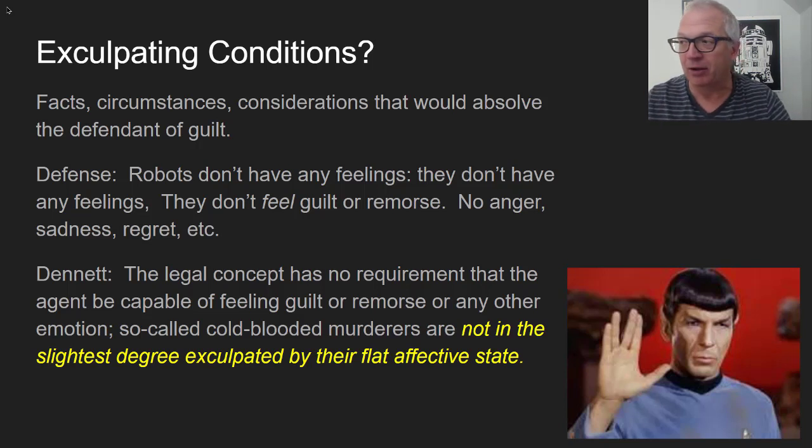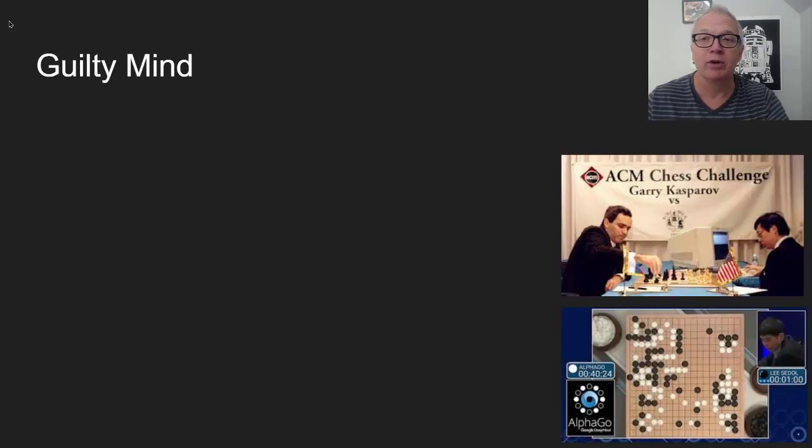So he makes a comment about Spock here. It doesn't matter if you've got no emotions. What matters is you forming the intent, pursuing the plan, and enacting this thing with an awareness of the consequences of what you're doing, and you know what you're doing to them. Okay, so that won't do it. HAL's alleged lack of emotional affect won't do it.